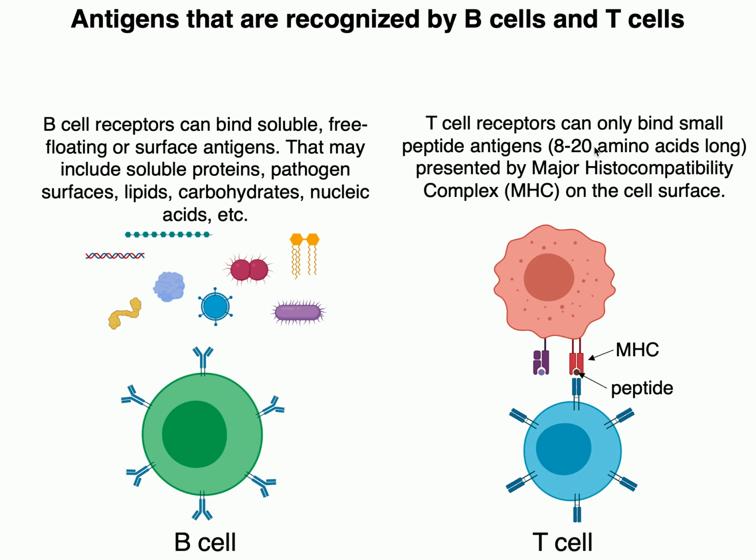Peptides are strings of amino acids, usually about 8 to 20 amino acids long, and these are presented on the surface of antigen-presenting cells that express a complex of molecules called the major histocompatibility complex. T cell receptors can only induce T cell activation when they bind to a peptide being presented by MHC.